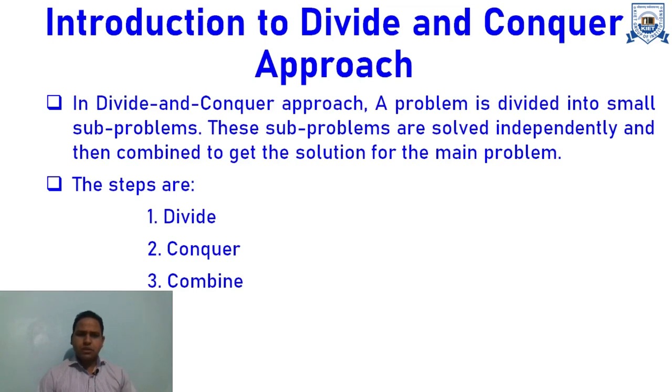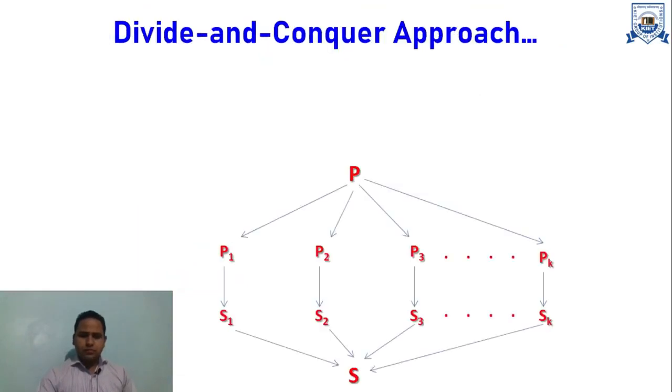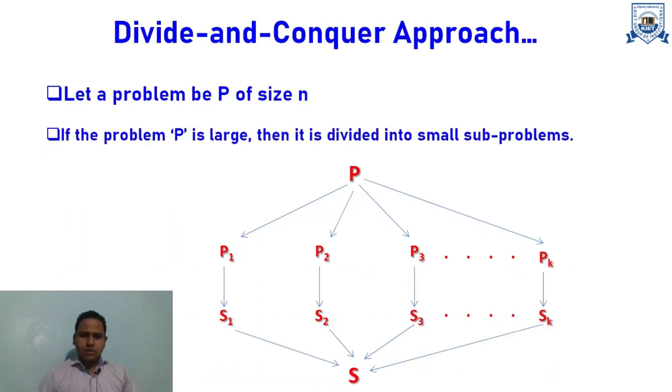So the steps would be divide, conquer, and combine. These are the three steps that the divide and conquer approach has. Okay, so moving to the next, let's see this example.